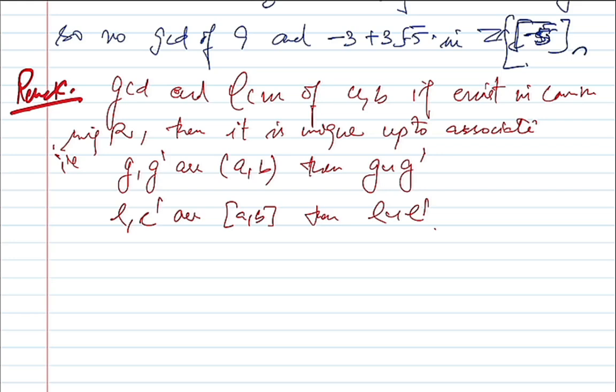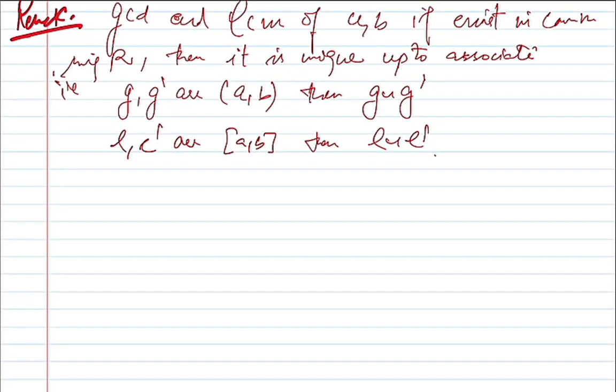Now you must have studied in number theory of integers that if D is the GCD of A and B, then you can write it as a linear combination, a linear sum of A and B. You have studied this in integers, in the theory of numbers. So that thing can be proved here in a PID as well. So this is an important result.